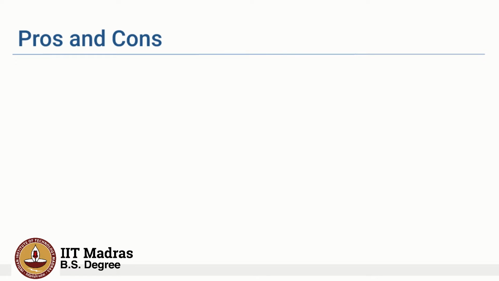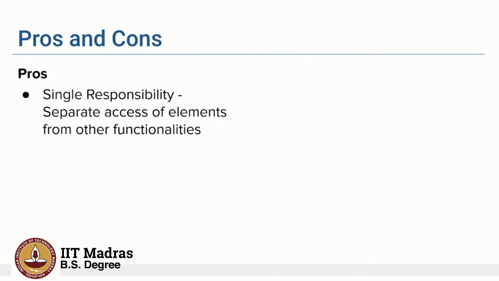Now let's look at some pros and cons of using this design pattern. What are some advantages? One is that it follows the single responsibility principle, where we separate the access of elements from other functionalities. Even in our example, we saw that accessing the elements has been delegated to a separate class known as the iterator.